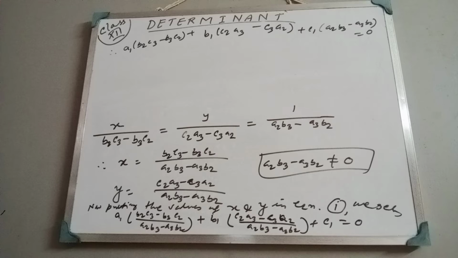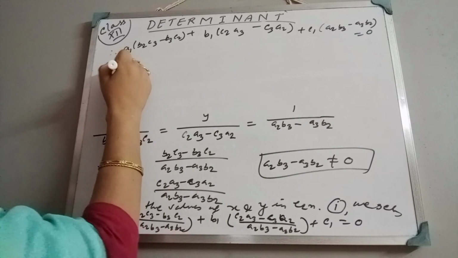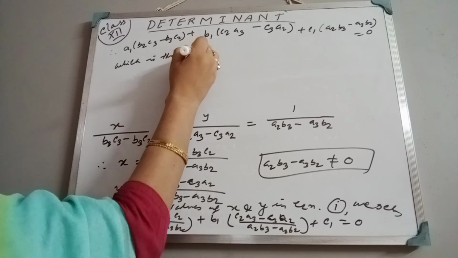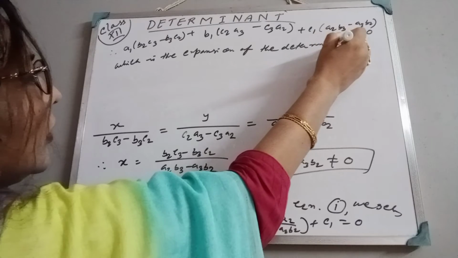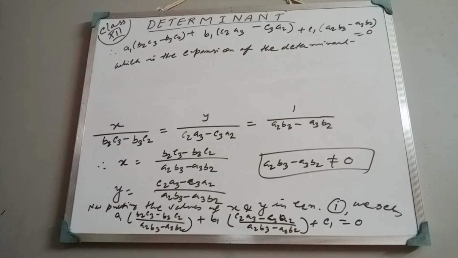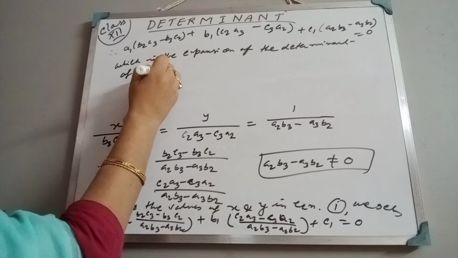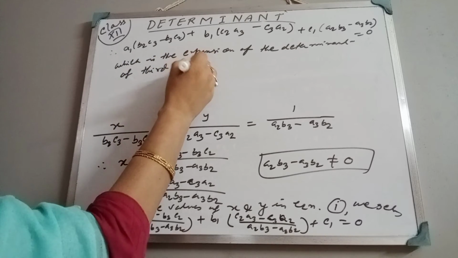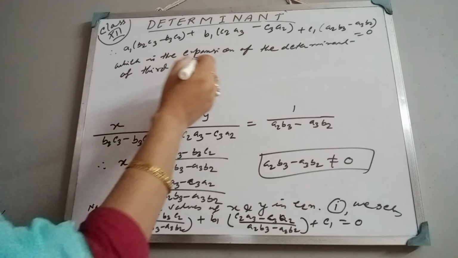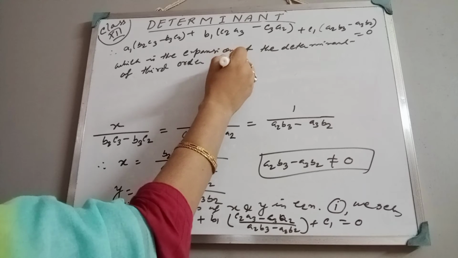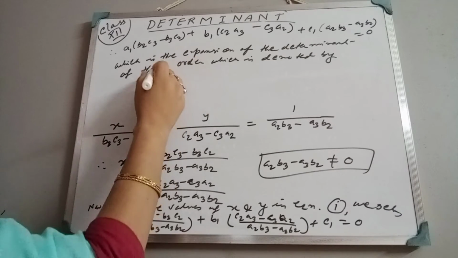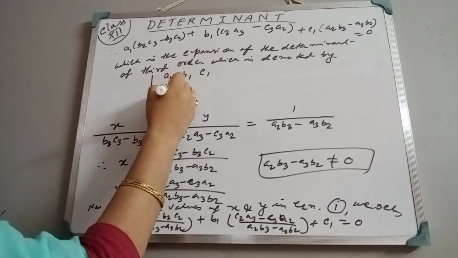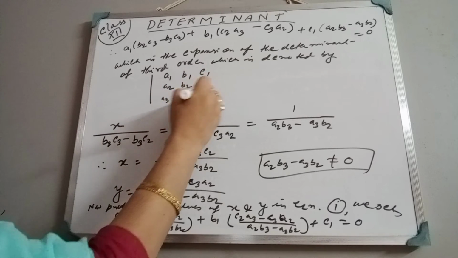This is the expansion of the determinant of third order. Third order means when three rows and three columns are there. It is denoted by the modulus determinant. Always we write in this way: a1 b1 c1, a2 b2 c2, a3 b3 c3.